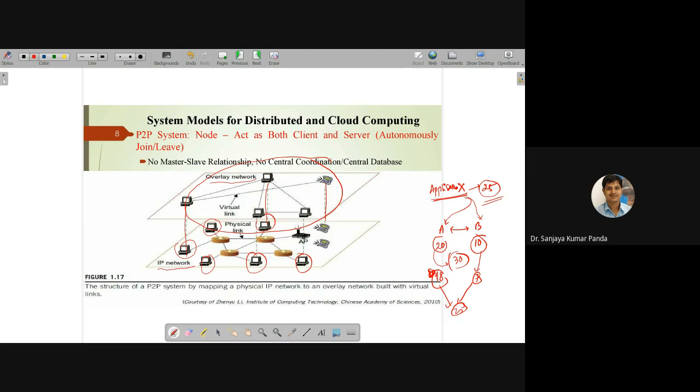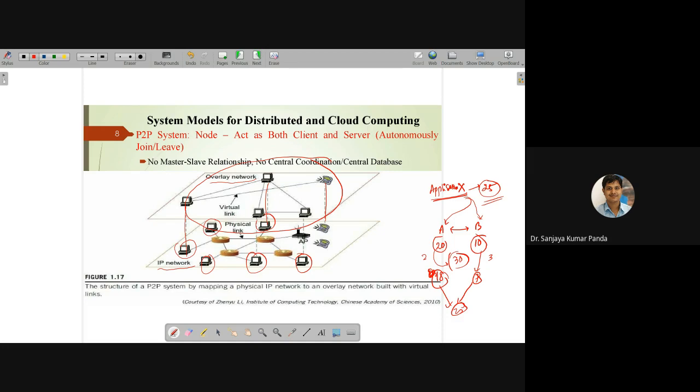Okay, suppose they need another server. There is another 2 remaining here, another 3 remaining here, right? So at any point of time you have to look into the number of servers is not below 25 in the overlay network. So in this overlay network you can see there is no master slave relationship and there is no coordination or central database to deal with it.